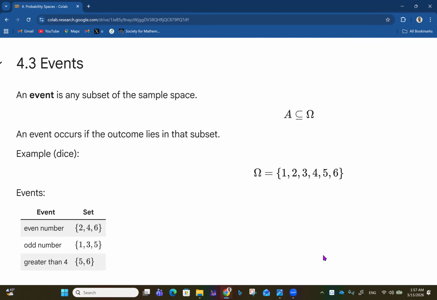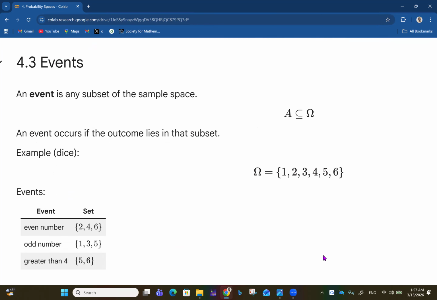And then we move on to talk about events. We talked about the sigma algebra of events, which you can also call the event space. An event is any subset of the sample space. So an event occurs if the outcome lies in that subset. An event is a possibility in a sample space. So if you roll a die, for instance, one is an event, two is an event, three is an event, four is an event, five is an event, six is an event. An event is a possibility that you can have in a sample space.